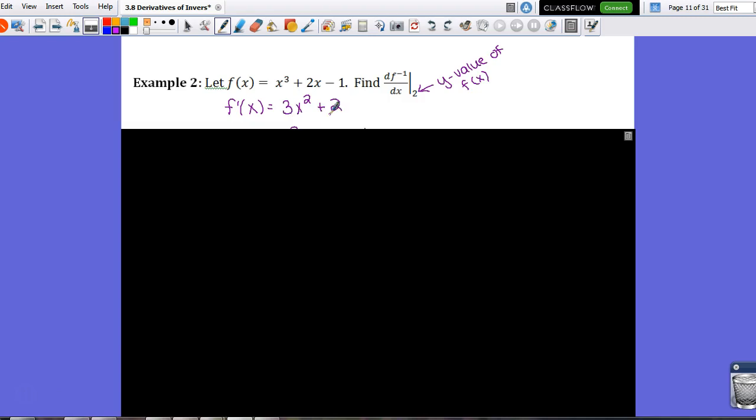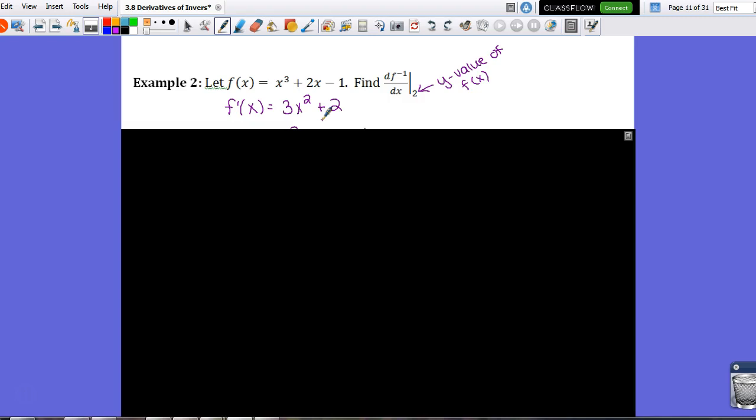What makes example 2 harder than example 1 is, what don't I know in example 2 that I need? Yeah, I don't know the x value. So how do you find the x value? You set the equation equal to 2. Perfect.